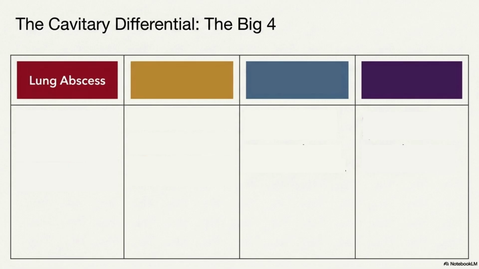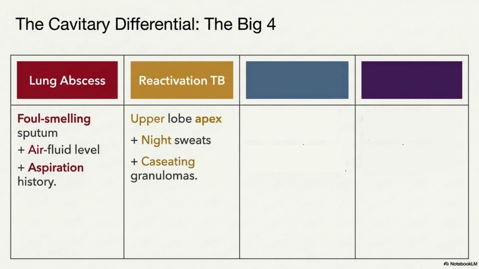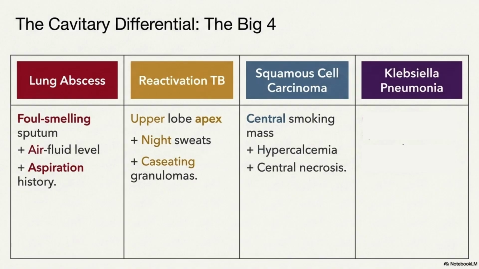First is a lung abscess. You are looking for foul-smelling sputum and air fluid level and a history of aspiration. Second is reactivation TB. Look for this in the upper lobe apex, accompanied by night sweats and caseating granulomas. Third is squamous cell carcinoma. Look for a central smoking mass, hypercalcemia, and central necrosis. Fourth is Klebsiella pneumoniae. Look for currant jelly sputum and rapid cavitary destruction.